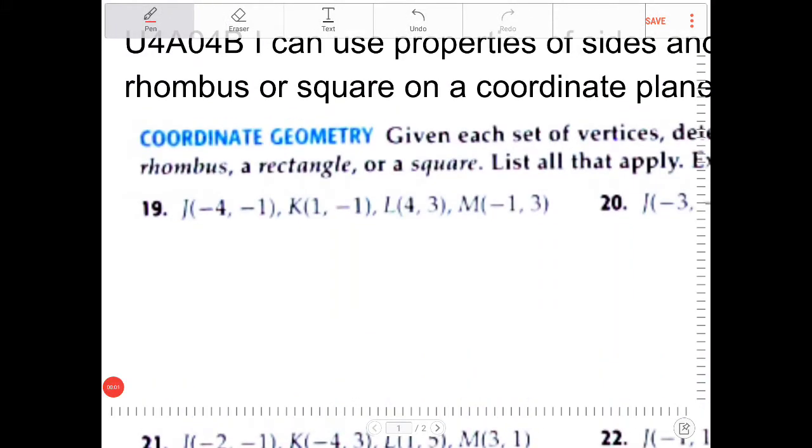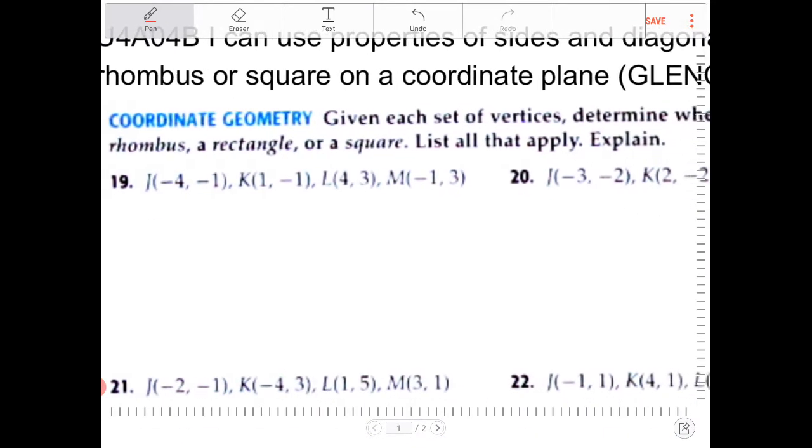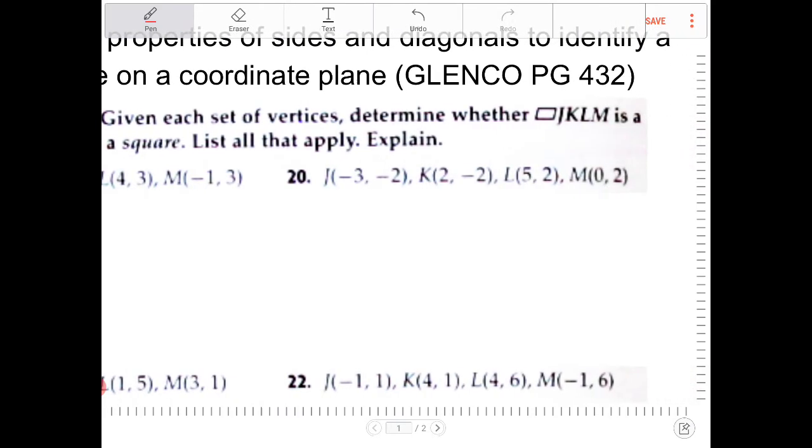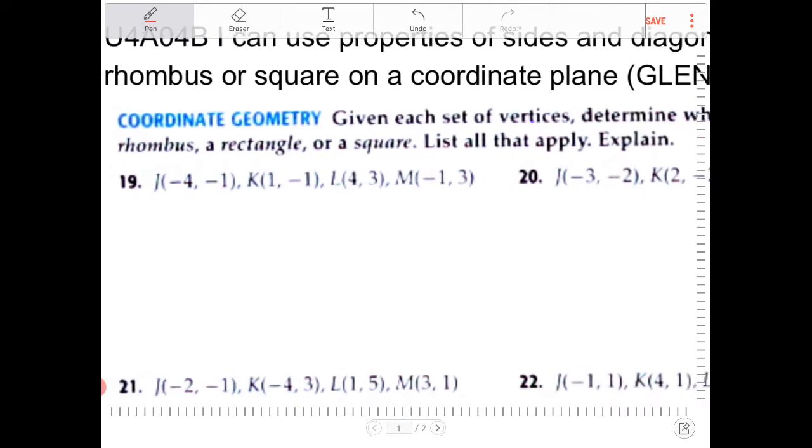Hello students, in this video I will go through exercise U4A04B, where I will apply concepts related to rectangles, squares, and rhombuses. For the first question, it says, given each set of vertices, determine whether JKLM is a rhombus, rectangle, or a square. List all that apply and explain.